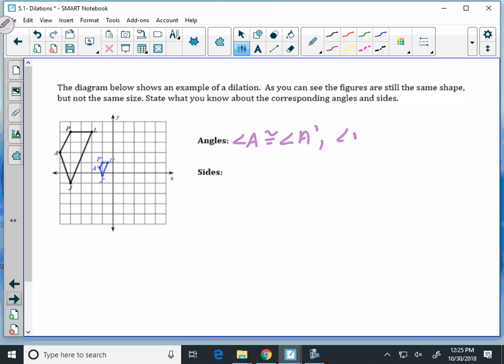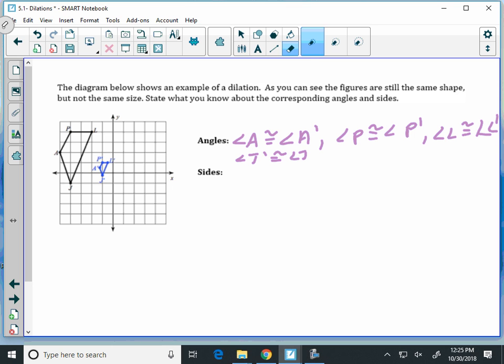Angle P is still congruent to angle P prime. Angle L is still congruent to angle L prime. And angle J is still congruent to angle J prime. The angles did not change, but the sides did.